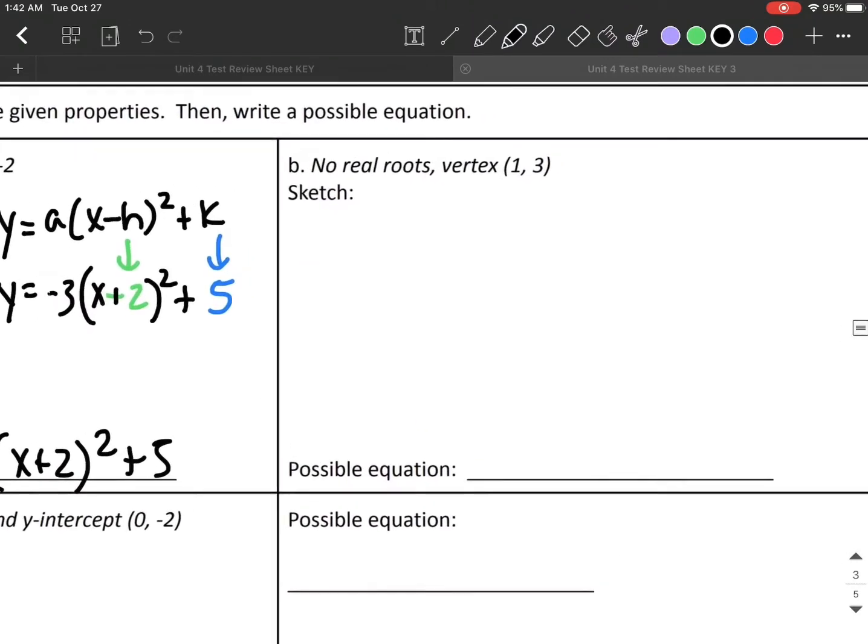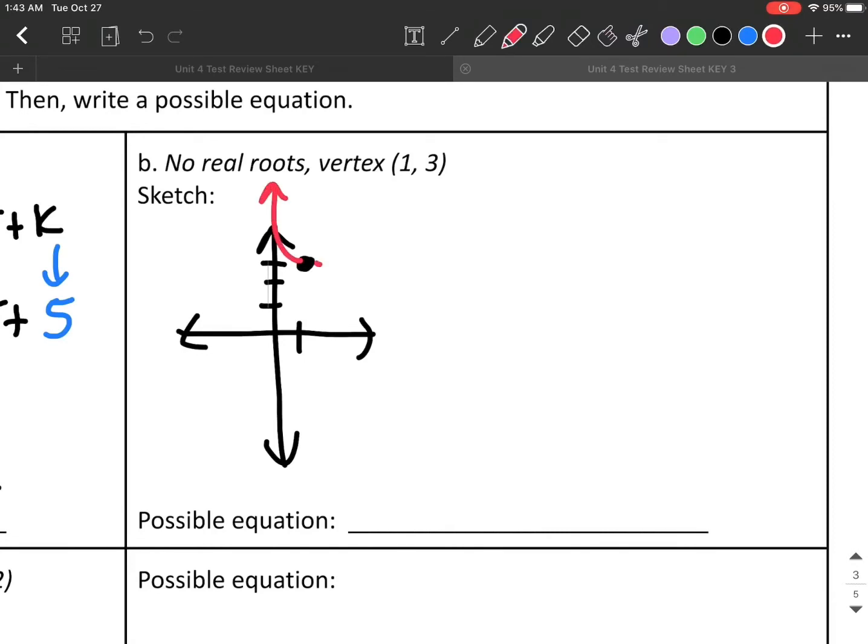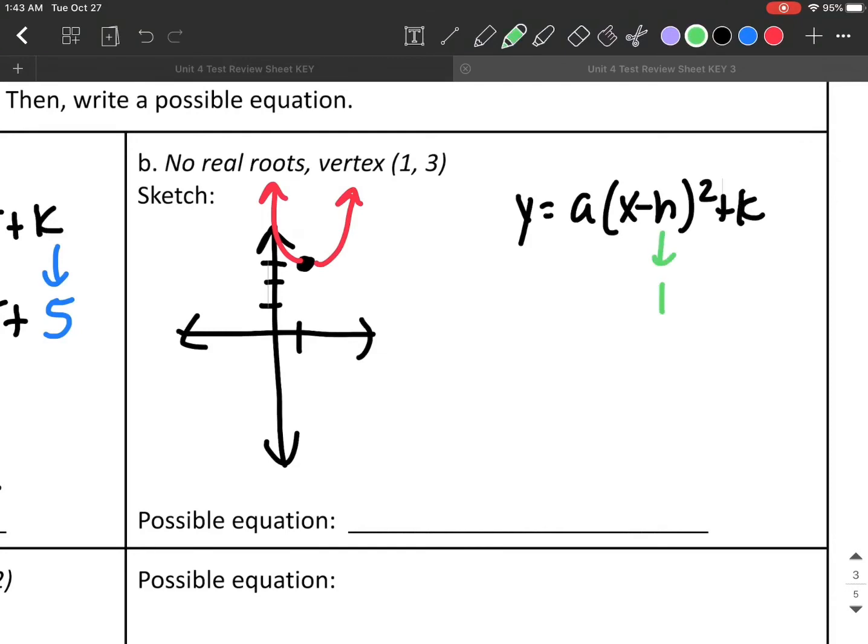And then for b, no real roots, a vertex of (1, 3). I know that this thing has to have a vertex at (1, 3), and then it should be going upwards from there. So I'm using y equals a times (x minus h) squared plus k. I know h is 1 and k is 3. And then I have y equals a times (x minus 1) squared plus 3.